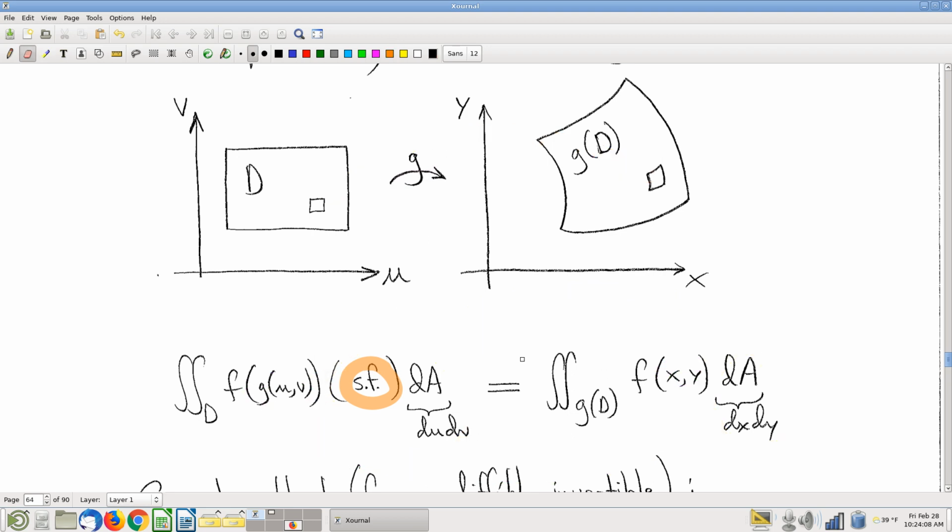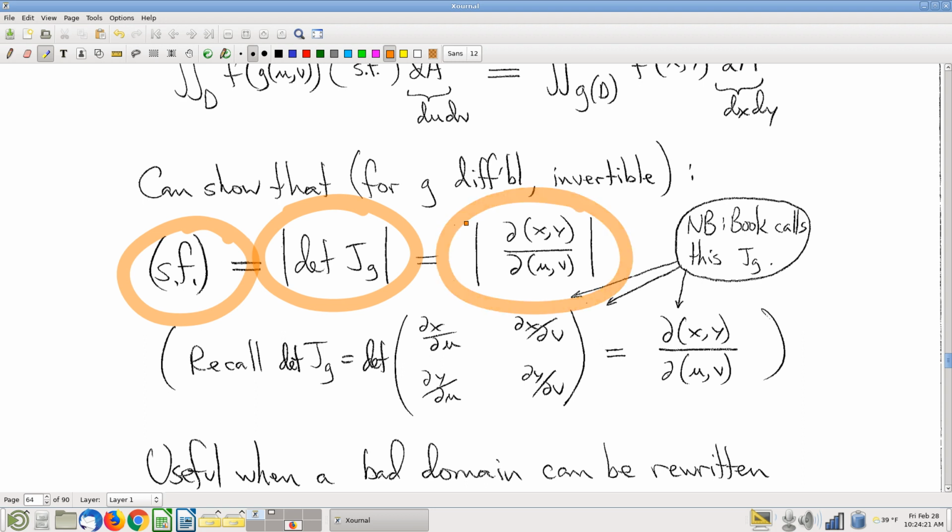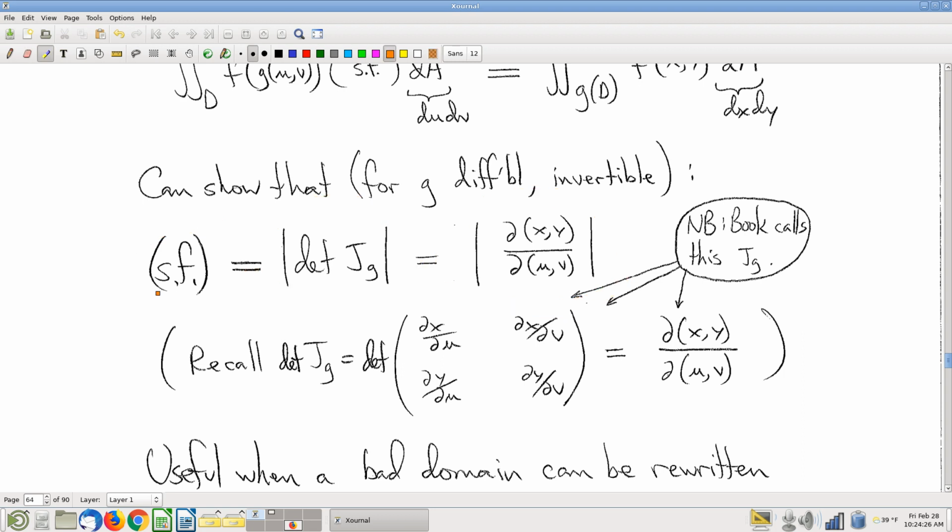Okay, so that's the big picture. The detail that we're not going to prove for the moment, but that we will talk about later, is that the stretching factor is the absolute value of the Jacobian determinant. Convenient notation for it is like this. We talked through those details last time, and off we go.